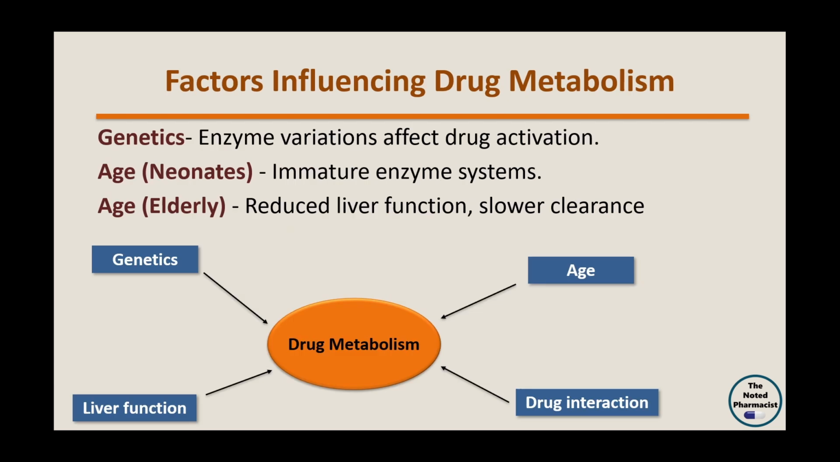Drug metabolism is influenced by several key factors that affect how drugs are processed and eliminated in the body. Genetics, for instance, plays a significant role, as variations in enzymes like CYP2C19 can impact the activation of certain drugs, such as clopidogrel. Age also influences metabolism. Newborns have underdeveloped enzyme systems, while older adults may experience decreased liver function, which reduces drug clearance and can lead to accumulation and potential toxicity.